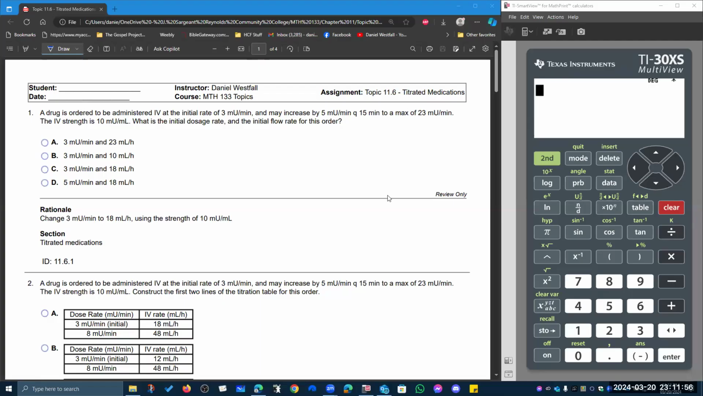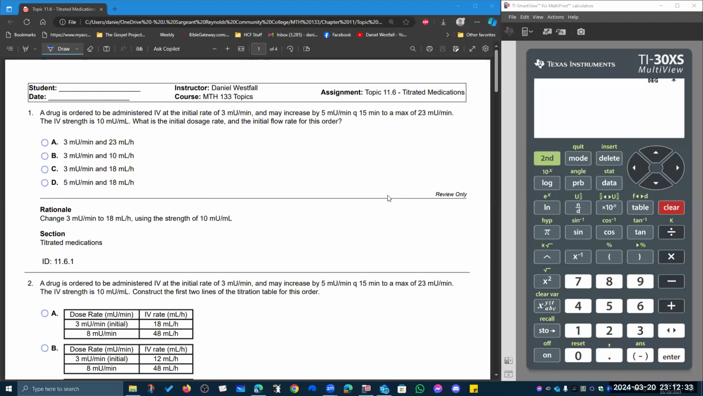In this video, we're going to talk about topic 11.6, titrated medications. Titrated medications are medications in which you have an initial rate which can be increased or decreased to help reach a therapeutic range every so often. So we don't just give them an amount and set it and forget it. We check every so often and increase or decrease the dose as needed. So let's just go ahead and read the problem here.